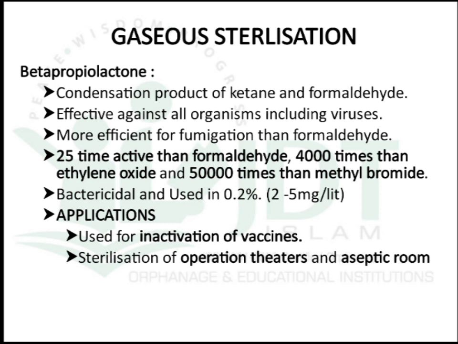It is a condensation product of ketene and formaldehyde. It is effective against all organisms including viruses. It is more efficient for fumigation than formaldehyde. It is 25 times more active than formaldehyde, 400 times more than ethylene oxide and 50,000 times more than methyl bromide. It is bactericidal and used in a concentration of 0.2 percent. It is applied for inactivation of vaccines and sterilization of operation theatres and aseptic rooms.